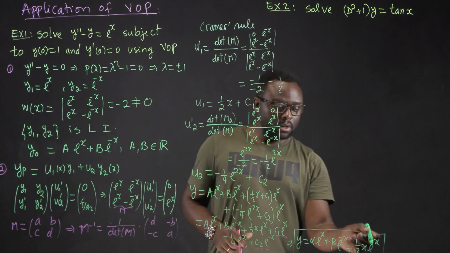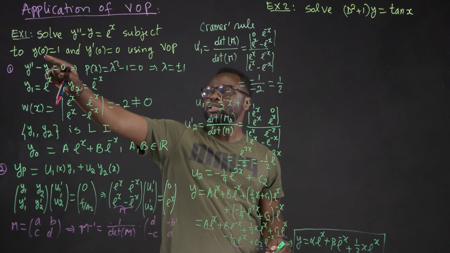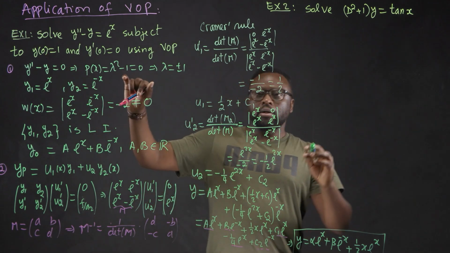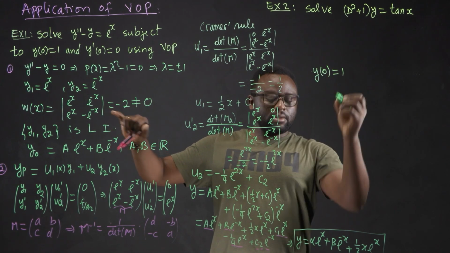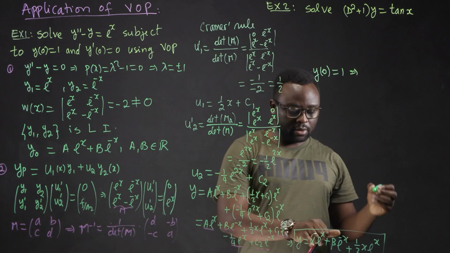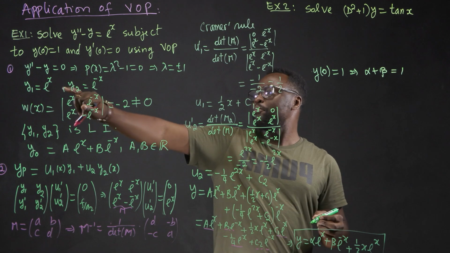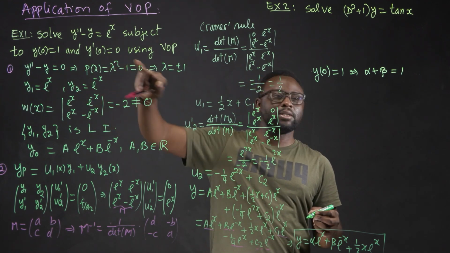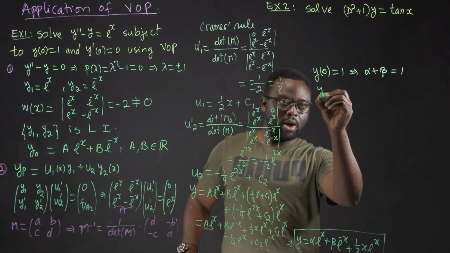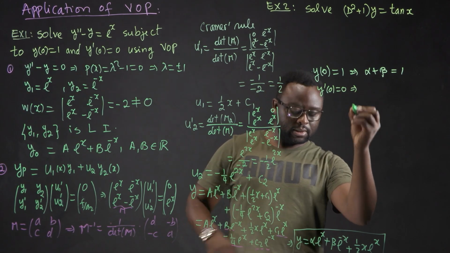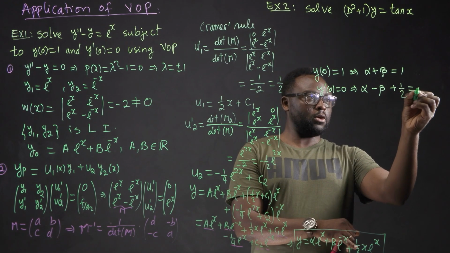Okay? All right. With this, the question says that this equation is subject to y of 0 equal 1. If y of 0 is equal 1, it means that alpha plus beta is equal 1. For the second one, we say y prime of 0 is equal 0. So if you differentiate this, the first term derivative is still the same. So y prime of 0 equals 0 gives alpha minus beta plus half is equal 0.